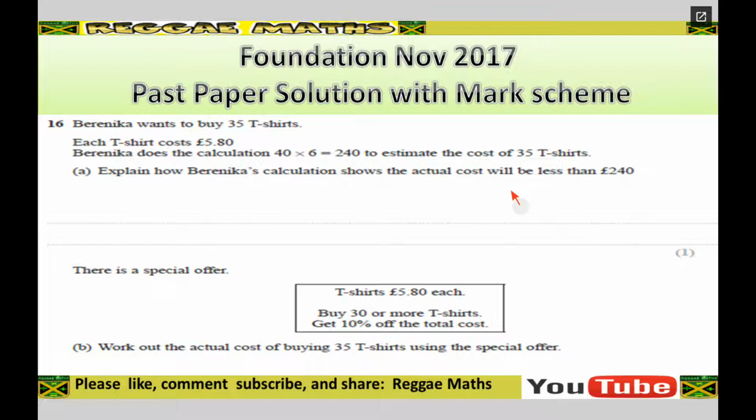Explain by showing the accurate calculation would be less than 240. So 35 t-shirts. Each t-shirt is £5.80. So you look at 35, and you can see that rounds up to 40. You also look at £5.80, which rounds up to 6. So therefore you can see that both are rounded up.